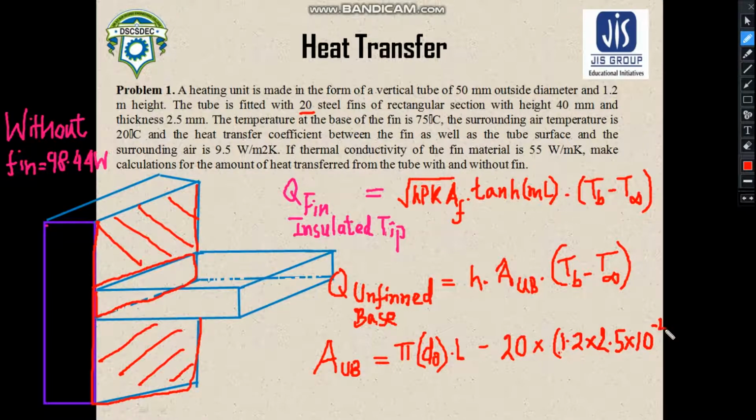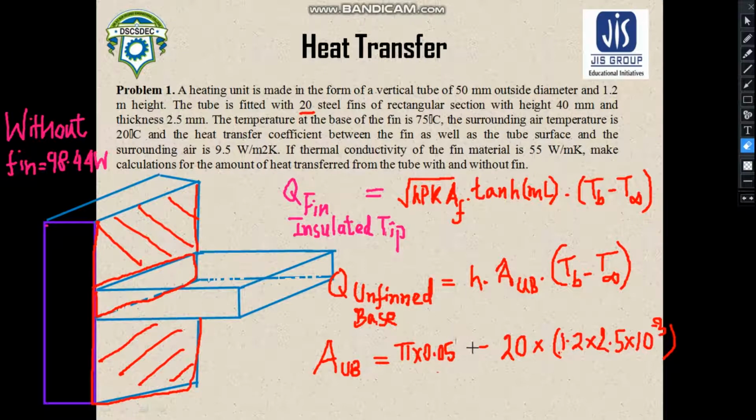So we multiply this 10 to the power minus 3 factor. Now we have with us the area of unfinned base. So we just need to replace the values of this data here. What is d0? It is 50 millimeter. So we can write 0.05. Very simple. I think you are understanding how we can get this 0.05. Very simple thing to understand.